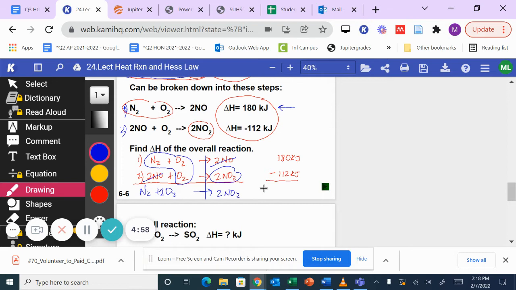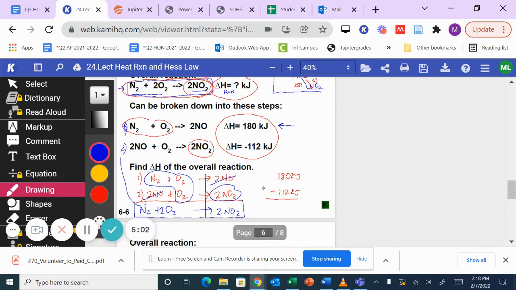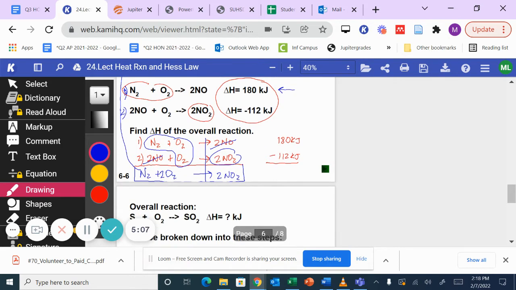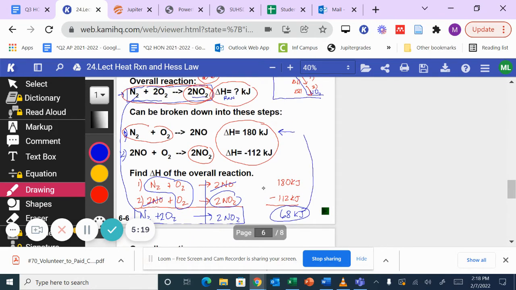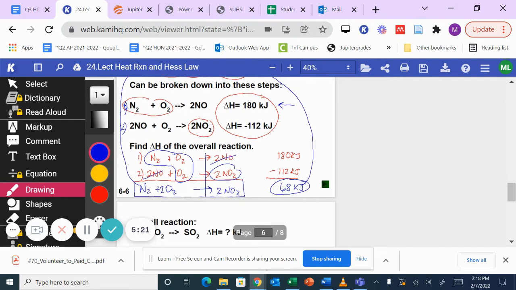Now, does this overall equation look like this? It looks exactly like it. Therefore, I can just add these two numbers. So when you add those two numbers, since it's a negative, I actually subtract. I'm going to get 68 kilojoules. And that is the answer for the heat of this chemical reaction in kilojoules.